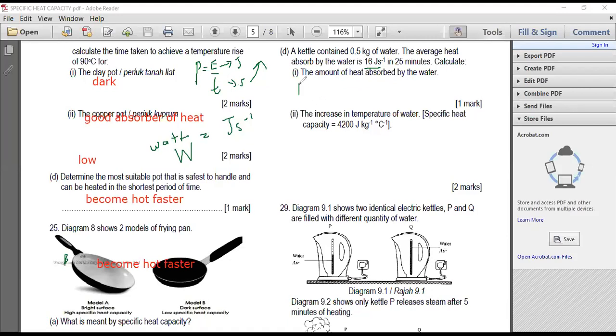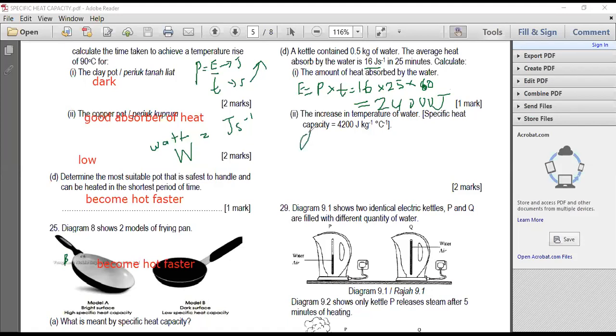So this one is power, and you want to find energy. Energy is power times time. So it will be 16 times 25 times 60. So you will get 24,000 joule.